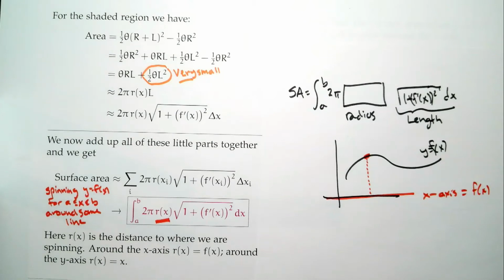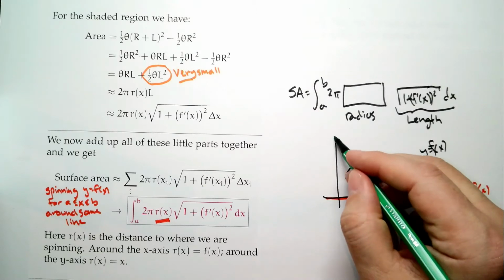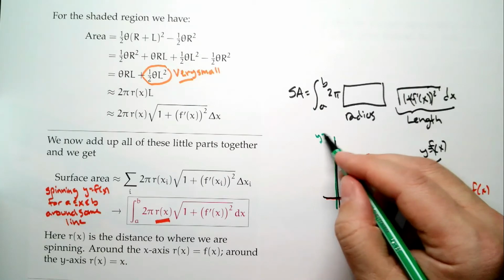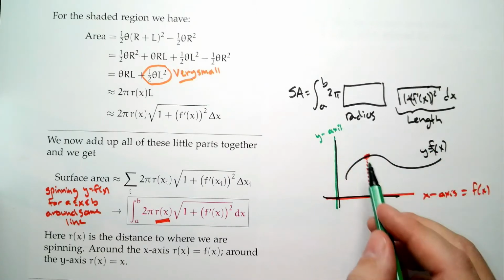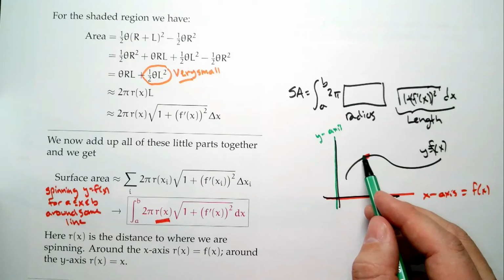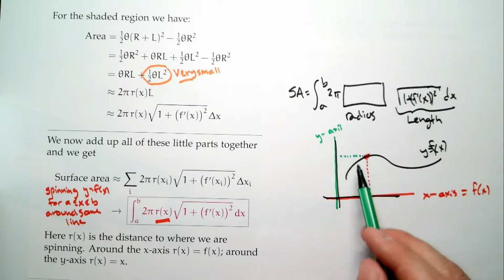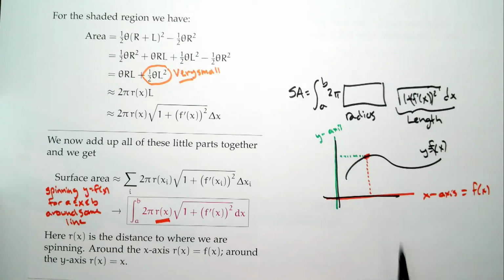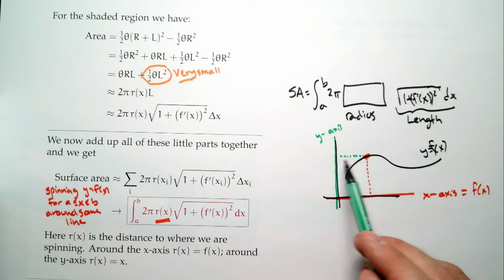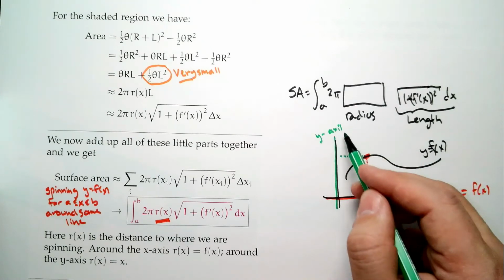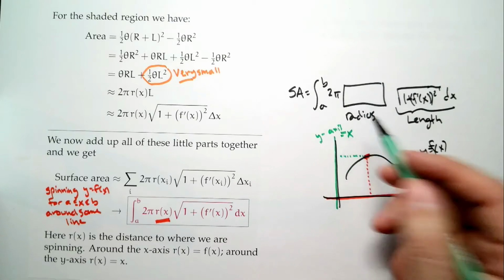Now, let's think about a different axis. Suppose I were to spin it around the y-axis. Well, now, I still have my little tiny piece. That doesn't change. I just say, how far am I from the y-axis? It's the x. So that's what would go in the box there.